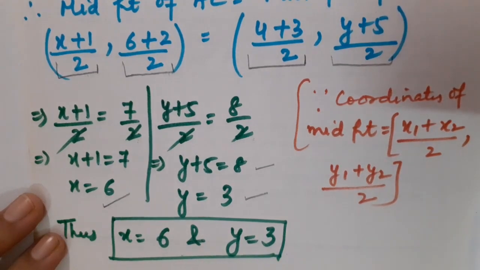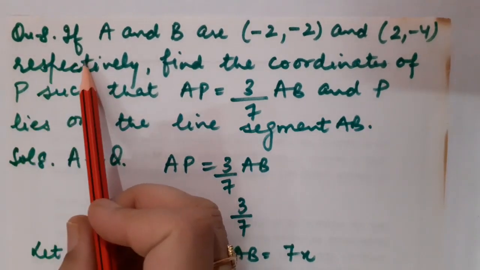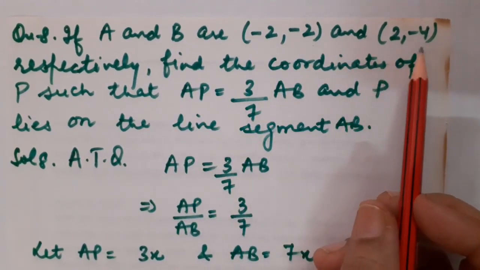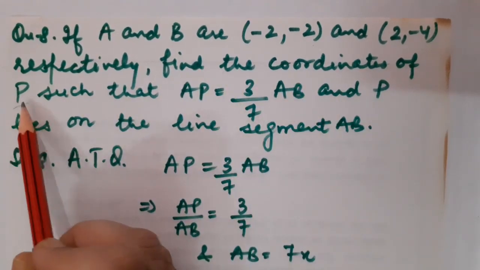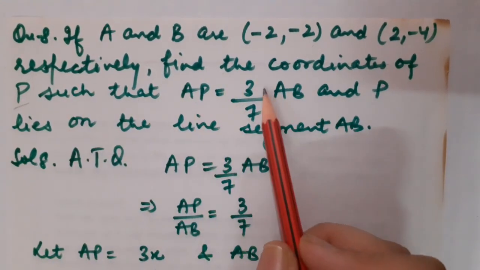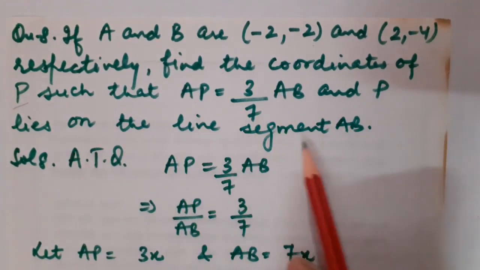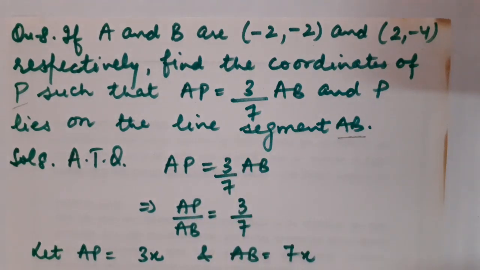Fine, students. Now children, this is the last question of today's lecture. In this also we are going to adopt the section formula. This is question number 8. If A and B are (-2, -2) and (2, -4) respectively, find the coordinates of point P such that AP is equal to 3 upon 7 of AB and P lies on the line segment AB. So through this you have judged that P is nothing but the point of division for the line segment AB.